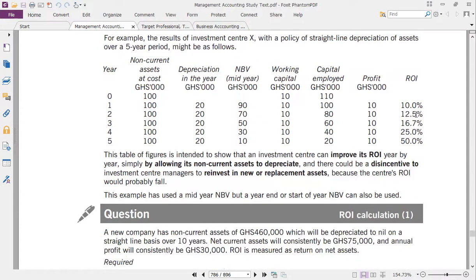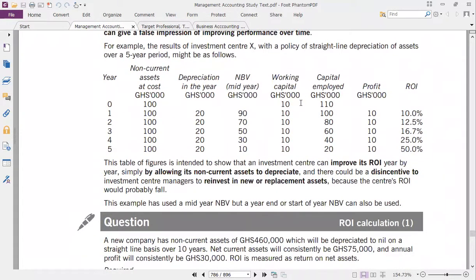let's see this. So, for example, the result of investments in tax with a policy of straight line depreciation of asset over a 5-year period. Now, the cost of the asset is 100. Depreciation is what? 5 years, so it will be 20. So the carrying amount of the asset is what? 80. Great. Good. So 80, then plus what? The working capital. And that will give us what you call capital employed.